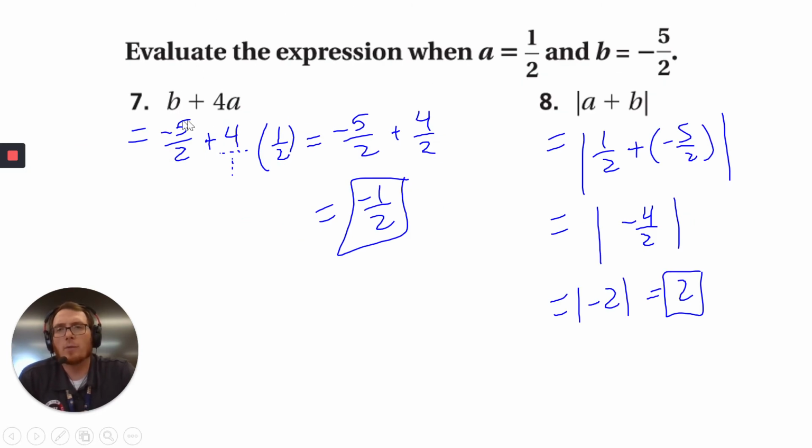Next, you'll have b plus 4a. Remember, 4a means multiplication. It doesn't mean just put 4 next to a and make it 4.5. Okay, so it's 4 times 1/2. And make it 4 over 1.